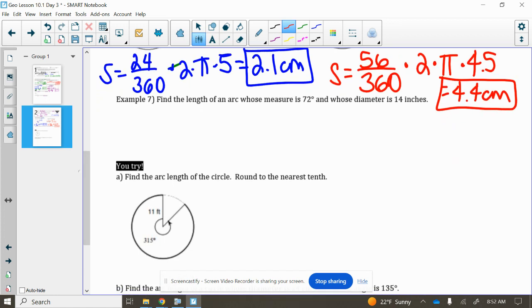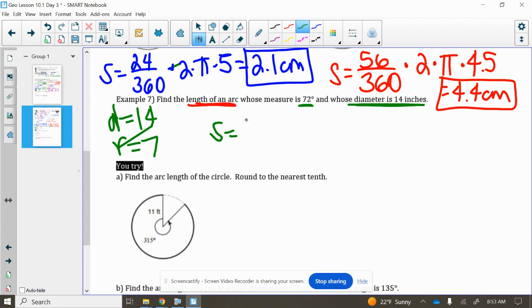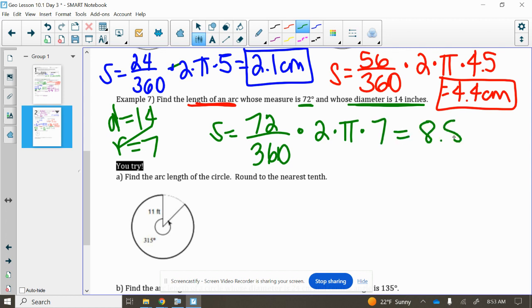All right, the last one does not give us a picture, but it does tell us we are looking for the length of an arc, given the measure of the angle 17.2 and the diameter is 14 inches. So again, they gave us the diameter. Radius then is half of that, so 7. So when we're looking for that arc length, angle divided by 360 times 2 times pi times that radius ends up being a value of 8.8 inches.